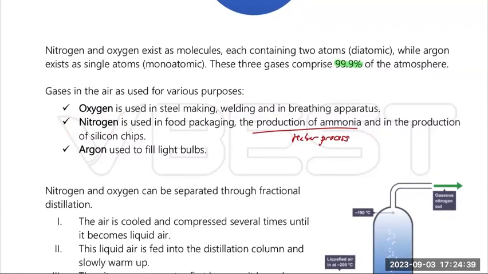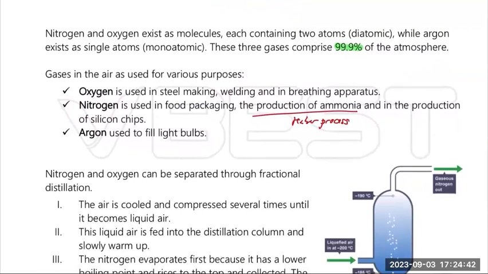Then of course there is some food packaging, which they may ask about. The last one, which we learned yesterday, is argon, used for welding. Since each of them has its own purpose, that's why most of the time we want pure oxygen, pure nitrogen, or pure argon. So that's why you must know this in your exam.